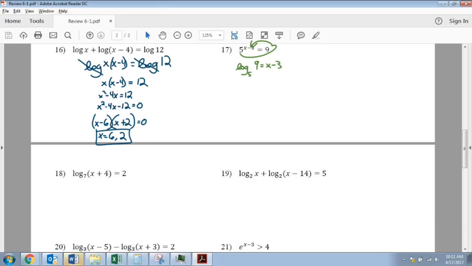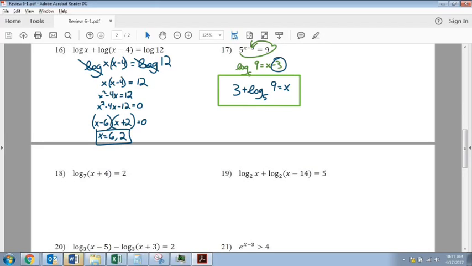Okay, this is what we mean by leaving reduced form. We're not going to put log 9 over log 5 in the calculator. Just leave it as is. The only thing left to do is to move the 3. So it becomes a positive 3 plus log base 5 of 9 equals x. And that is your solution.